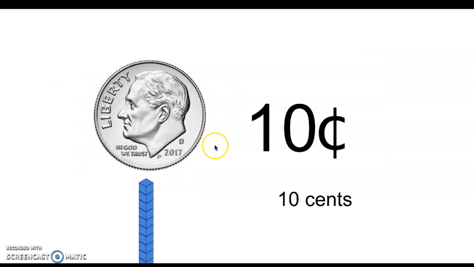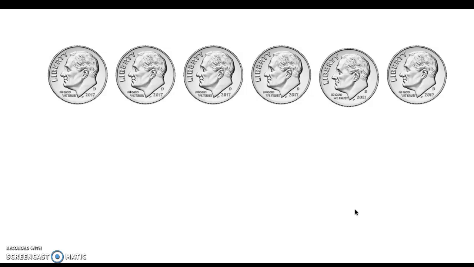So when we think about the dime, we think about a base 10 block for a 10. We don't need to count up 10 pennies to get the dime. We can already know that it's worth 10 cents. Just like with a base 10 block for a 10, you already know there's 10 in there. So when we write 10 cents, we write it with either the symbol that means cents, or we write out the word cents.